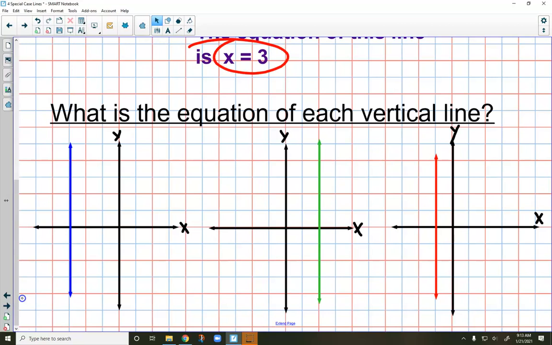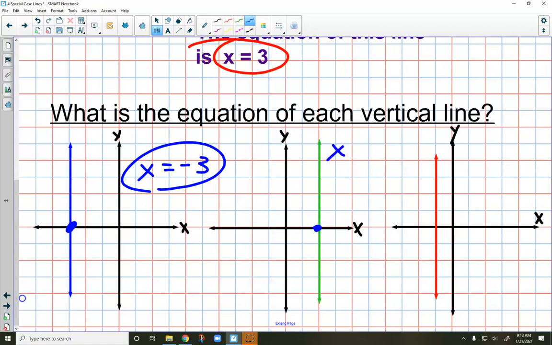Welcome back. Let's see how you did. This first line is going through the x-axis at -3. It's a vertical line, so there's an undefined slope. Our equation is x equals -3. The second one, the vertical line is going through the x-axis at +2. Therefore, it is x equals 2. And for the last one, the vertical line is going through the x-axis at -1. So it is x equals -1.